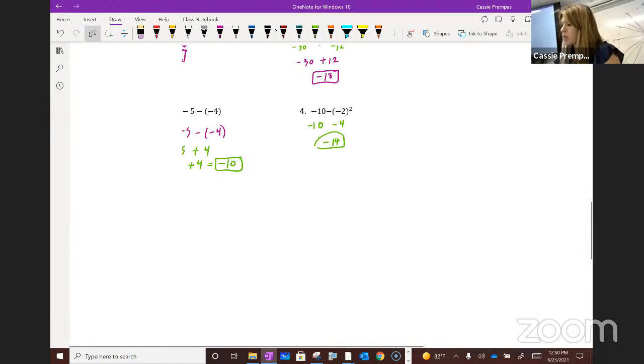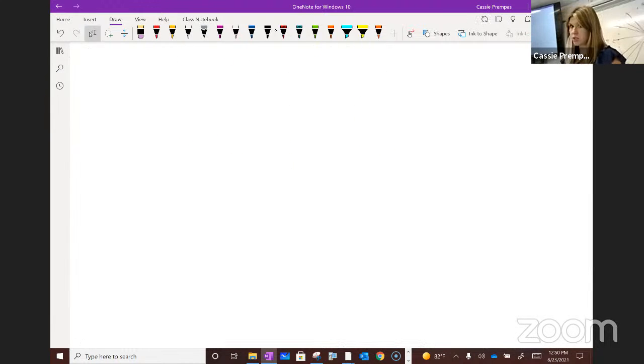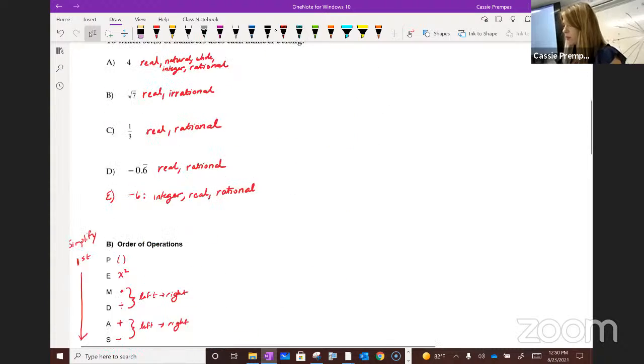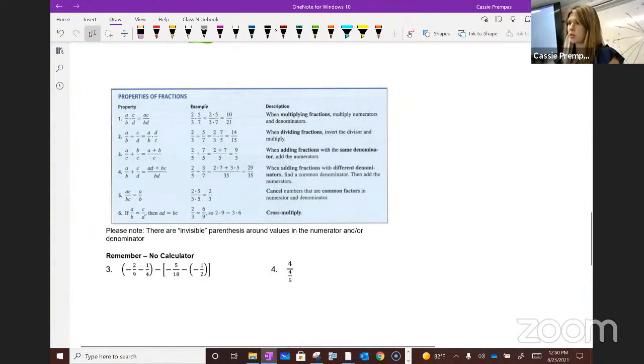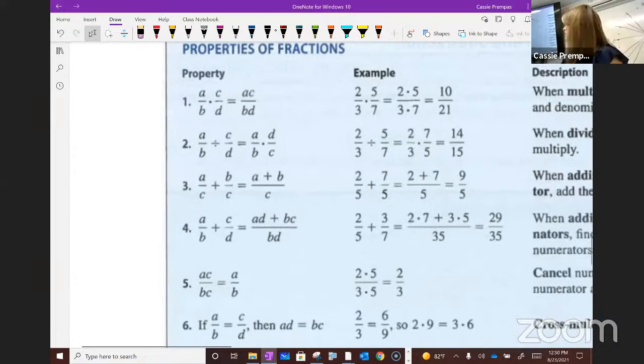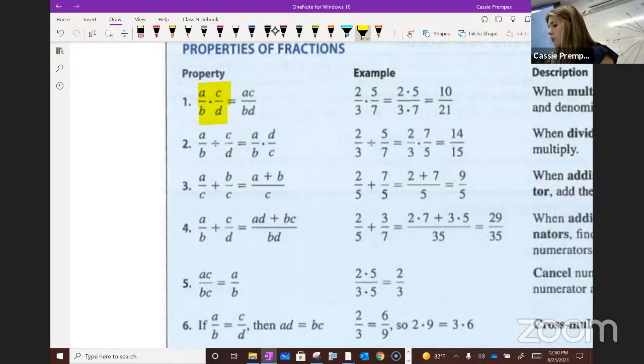Now that we've warmed up working with order of operations with integers, let's take a look at working with order of operations with rational numbers, aka fractions. Let's quickly review what we have to know about working with fractions. When multiplying fractions, you multiply across. So notice property 1, this becomes A times C over B times D. When dividing two fractions, to simplify, you multiply by the reciprocal of the second fraction. So C over D changes to D over C, and that divide sign changes to a multiply.